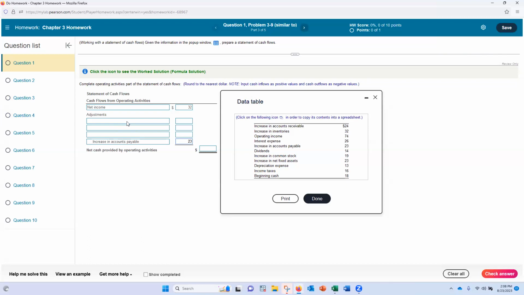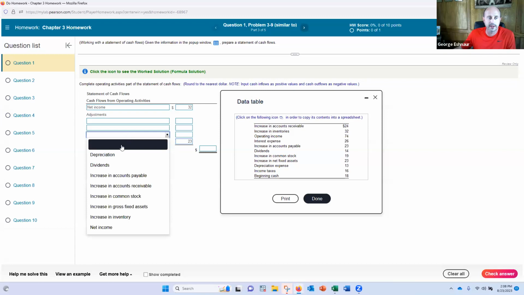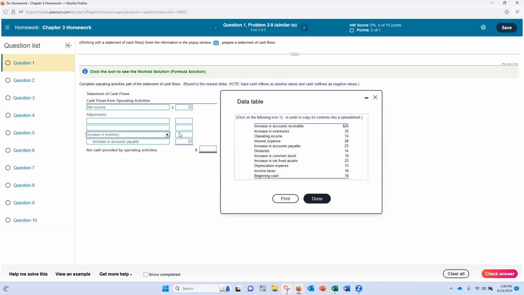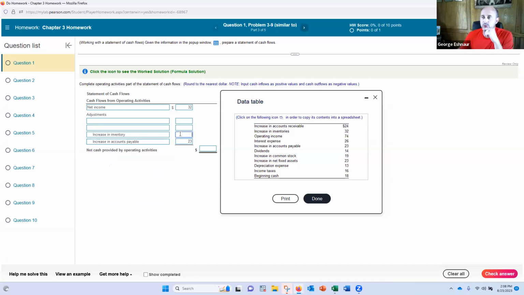Is increase in inventory the next one? Yes. Now, is that a positive or a negative, Mac? Positive? If we increase inventory, that means from a cash flow perspective, what we would have... Oh, it's negative. There you go.